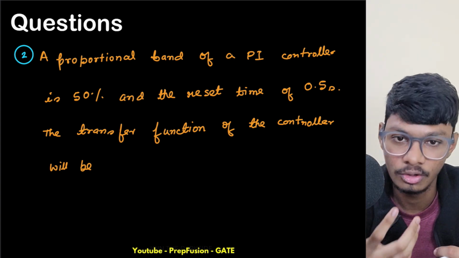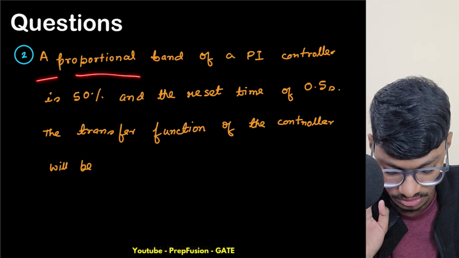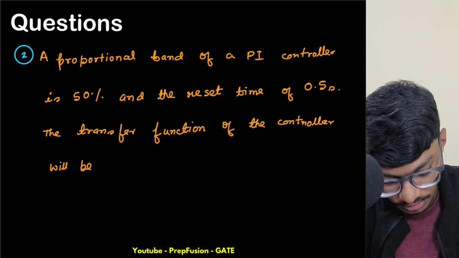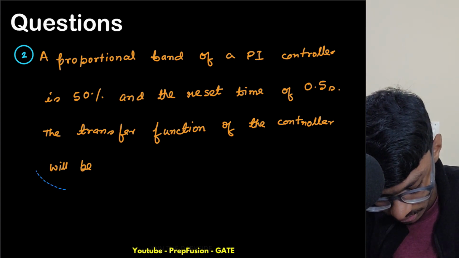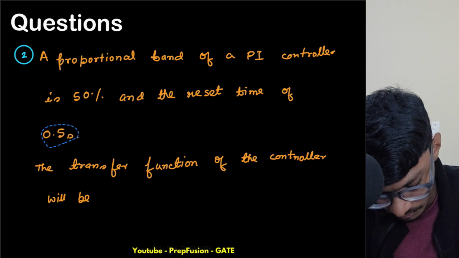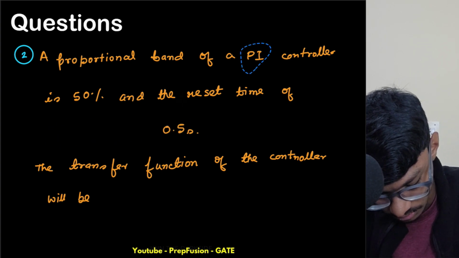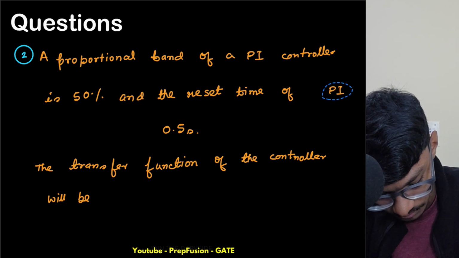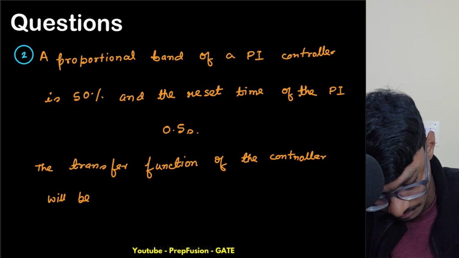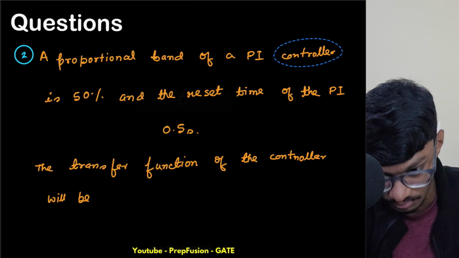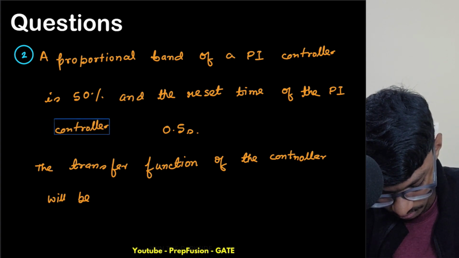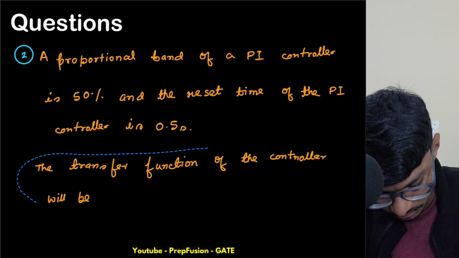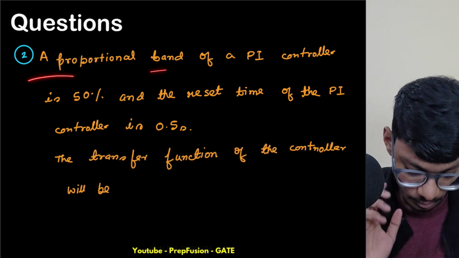So this is basically a terminology question. You have to know a few terminologies. First terminology: the proportional band of a PI controller is 50%. Now we don't know what is proportional band, so that's why I took this question. And the reset time of the PI controller is 0.5 seconds. Okay, so a proportional band of a PI controller is 50%.